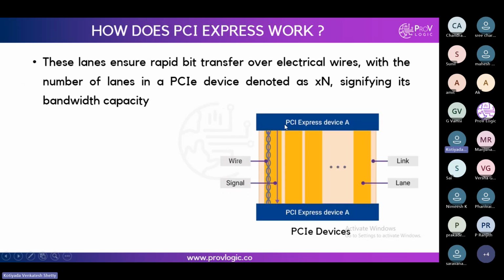See, PCI communication happens through a link. Suppose this is device A and this is device B. The communication between device A and device B happens through a link. So this line and this line are called a link. A link contains different lanes.